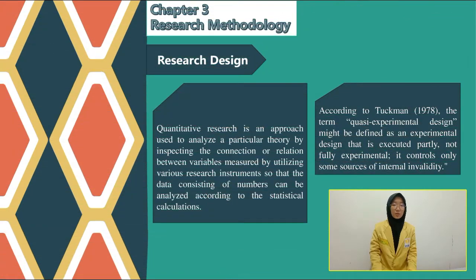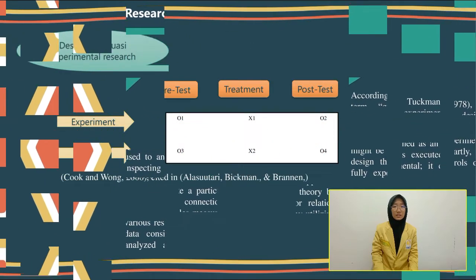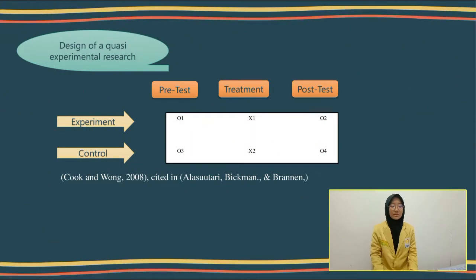Next, we are going to chapter 3, research methodology. The first is research design. I use quantitative research because it consists of numbers that can be analyzed according to statistical calculation. According to Tuckman, 1978, the term quasi-experimental design might be defined as an experimental design that is executed partly, not fully experimental. It controls only some sources of internal invalidity. And this is the design of the quasi-experimental research in my study.